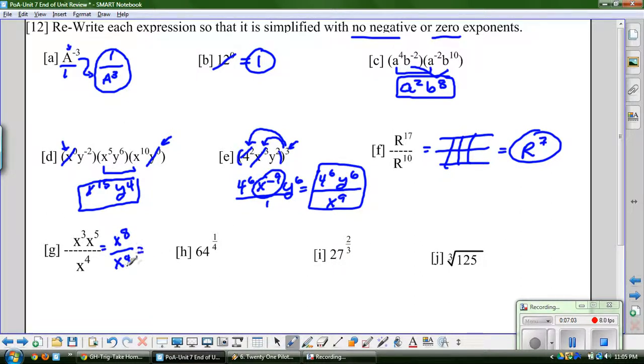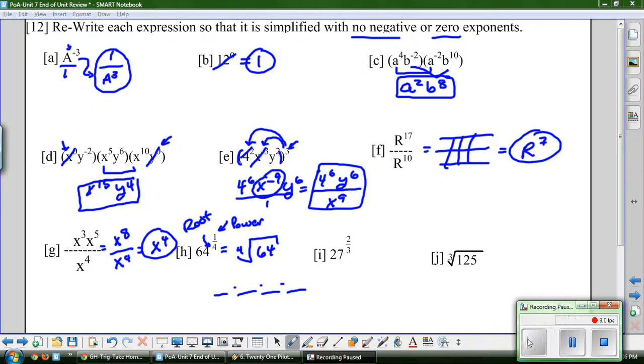64 to the 1/4 power. If I just knew a way to rewrite it, I do know a way to rewrite it because that is a power. The 4 itself is a root, which means I can write this as a 4th root of 64. Which literally means I need a number times a number times a number times a number to make 64. Now in this case, there is actually not a nice whole number that makes this happen. The number you're looking for is like 2.8.